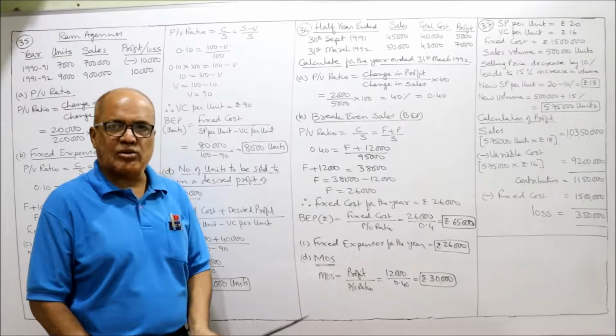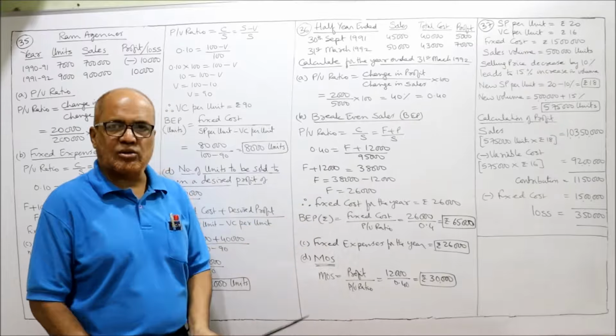Now BEP. Easily we can find out BEP: fixed cost by PV ratio. The fixed cost is 26,000 for 1 year and PV ratio is 0.4. So 26,000 by 0.4 is 65,000. That's 65,000, the break-even point.